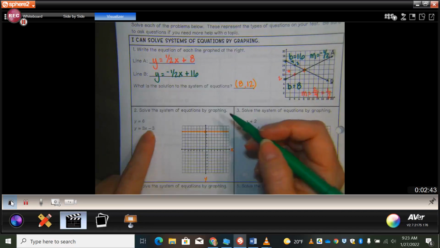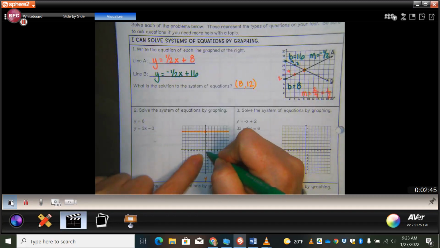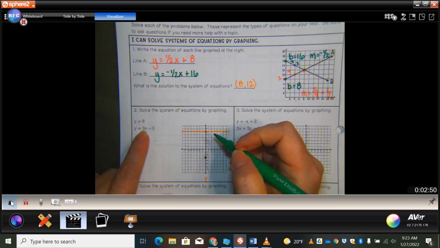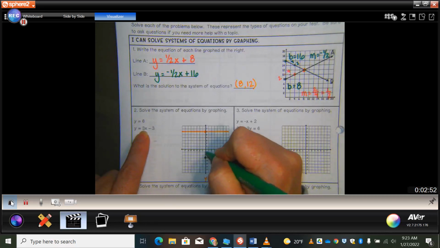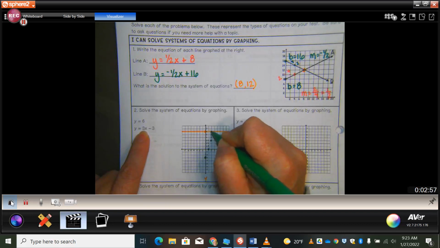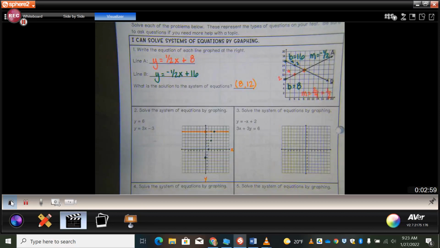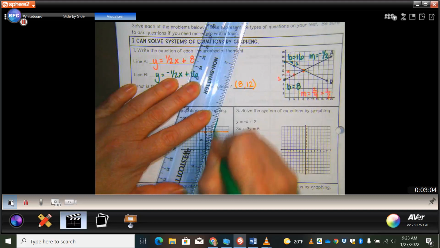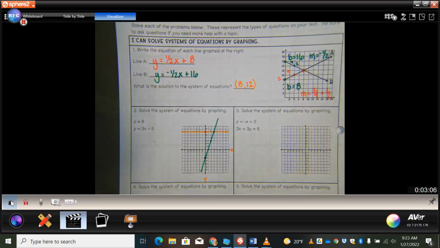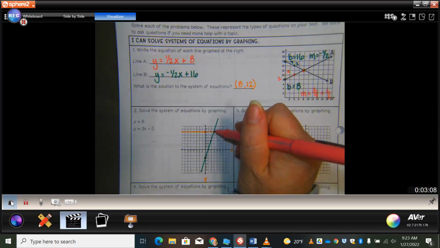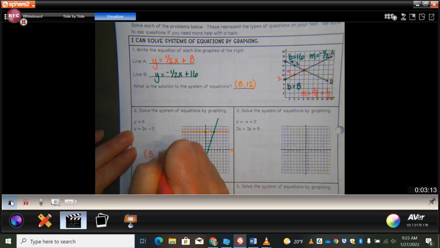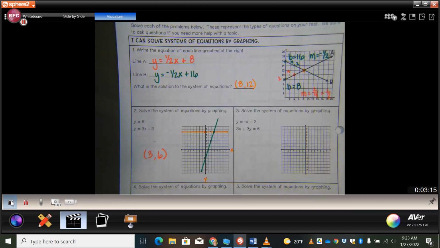In our next one it says y equals 3x minus 3. So the negative 3 is our y-intercept. Our slope is 3, so that means our rise is 1, 2, 3, and over 1. Repeat that: 1, 2, 3 over 1. We have enough points to draw our line. And the solution is always where the two intersect. If you look right here, they intersect at (3, 6). Again, making sure you use commas and parentheses.